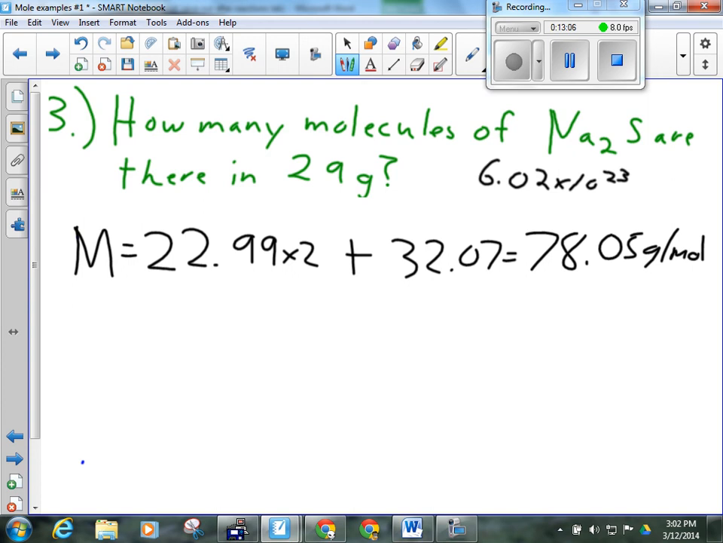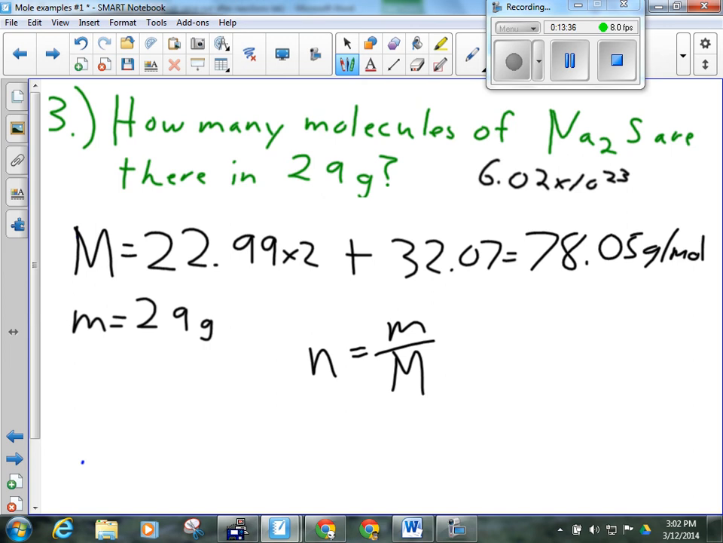Okay, the other thing they tell me, they give me a number in grams. That's little m. Any number in grams is going to be little m. Okay, 29 grams. All right, with those two things, what can I calculate? Number of moles. Okay, I can use the mole equation with little m and big M to get the number of moles. Is that what the question asked me for? No, the question asked me for the number of molecules.